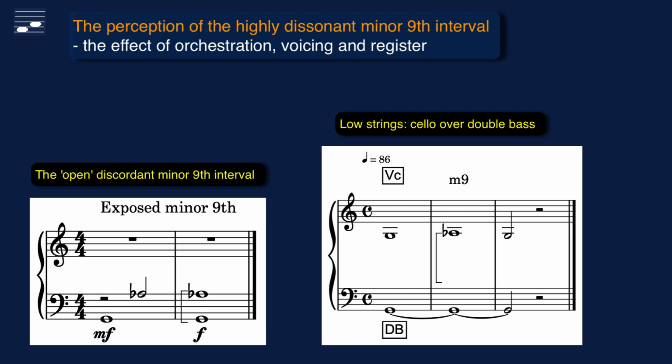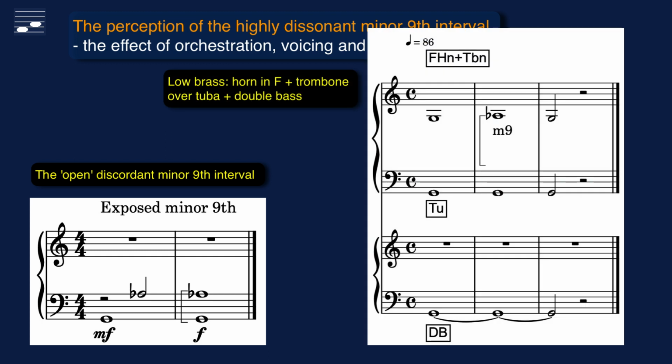Here is the setting for low strings. With exposed dissonant interval, the tension level rise is obvious. Setting this interval for low brass has a similar effect. Both are great for creating tension and suspense. The effect in the brass section is slightly more outspoken, I find.